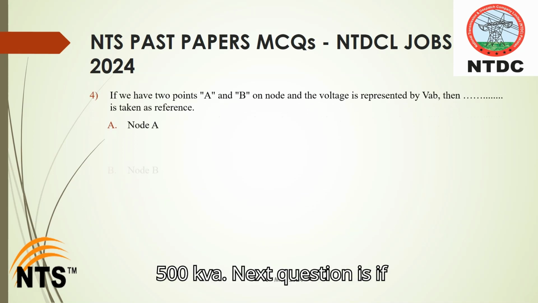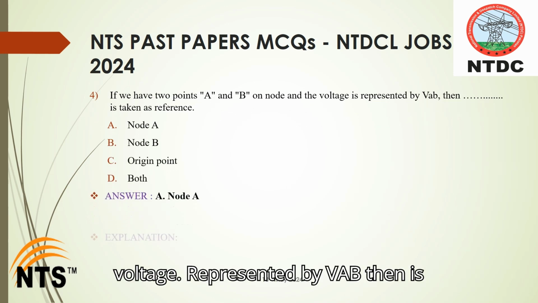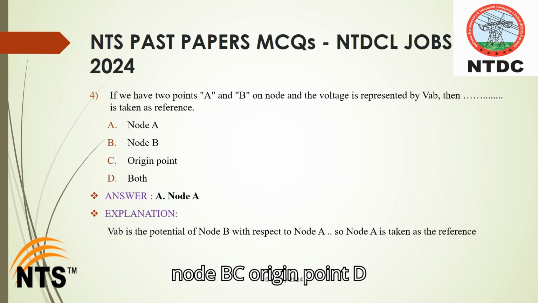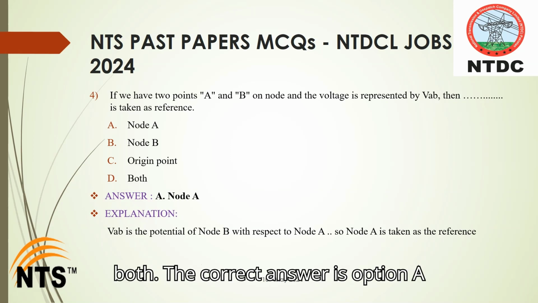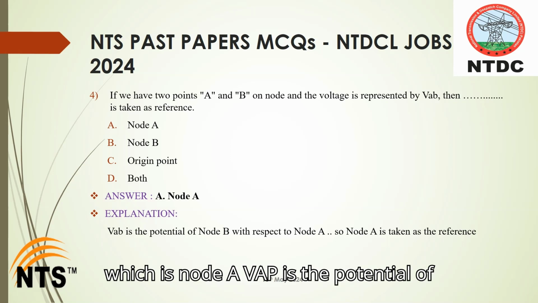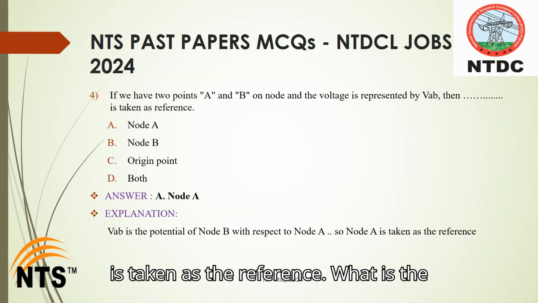Next question is, if we have 2 points A and B on node and the voltage is represented by VAB, then what is taken as reference? A. Node A, B. Node B, C. Origin point, D. Both. The correct answer is option A, which is node A. VAB is the potential of node B with respect to node A, so node A is taken as the reference.